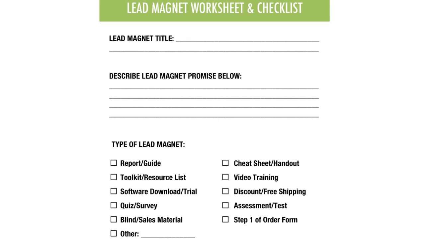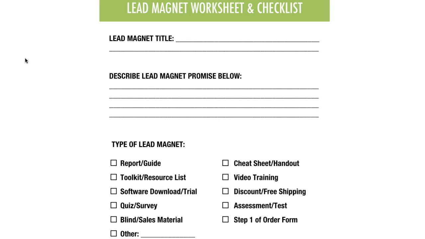In order to do that, lead magnets usually offer a piece of digital downloadable content such as a free PDF checklist, reports, or an ebook. You can see here the types of lead magnets. They might be reports, toolkits, software downloads, quiz surveys. If you attend a survey, you get a certain amount of tips. Others are sales materials or cheat sheets, video training, handouts, discounts or free shipping, assessment tests, step 1 of an order form, something like that. So there should always be a promise to be fulfilled.